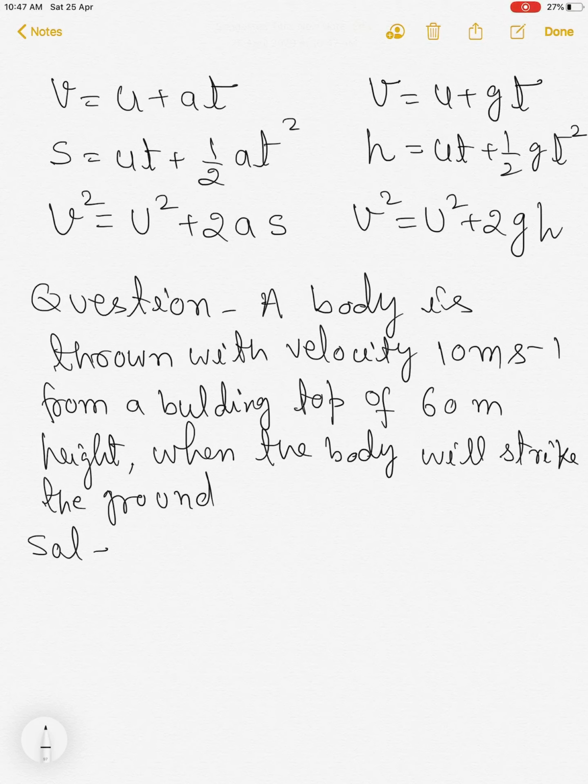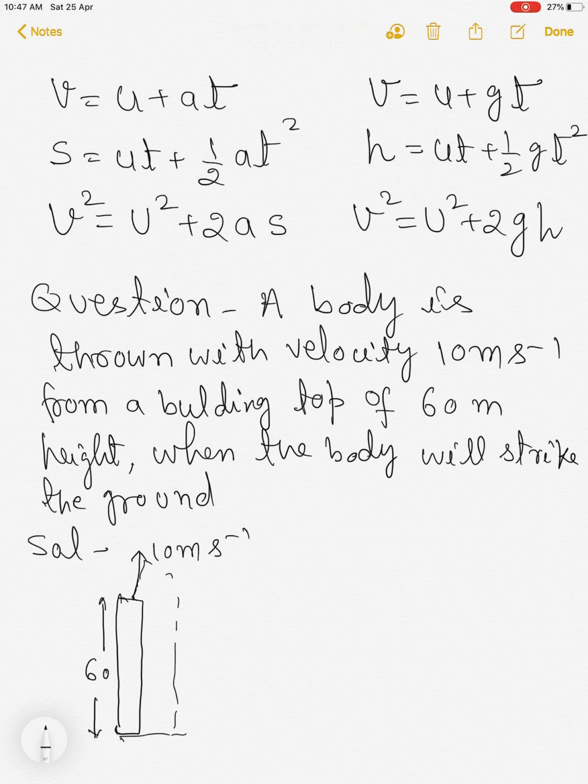We will make the diagram: this is the building, its height is 60 meter, and the body is thrown from it. Then it will strike the ground, and its displacement h is equal to minus 60 meter. Why minus taken? Because the displacement is in downward direction.